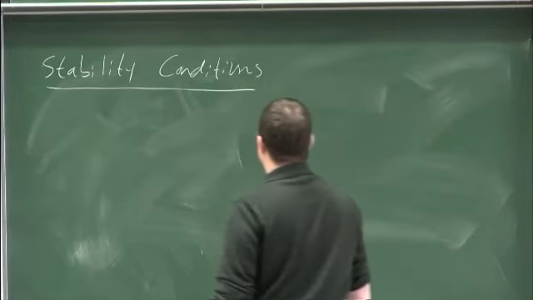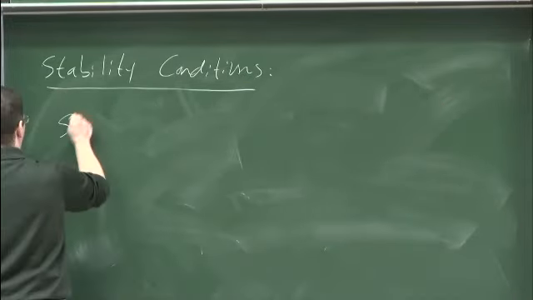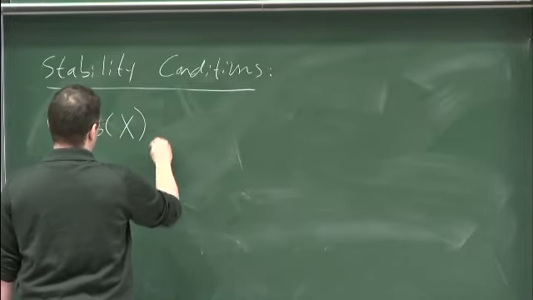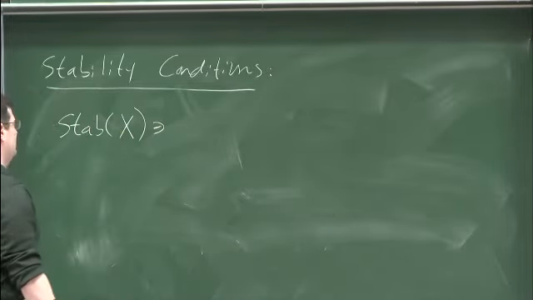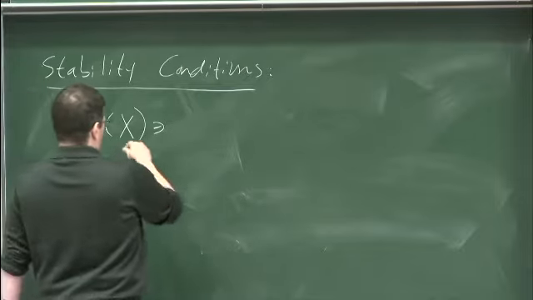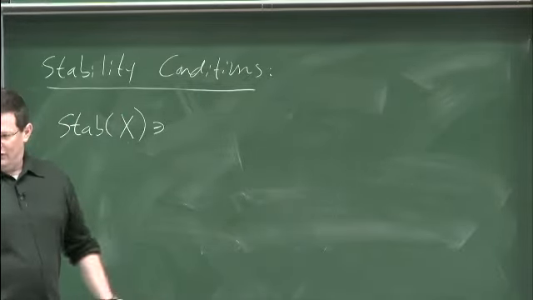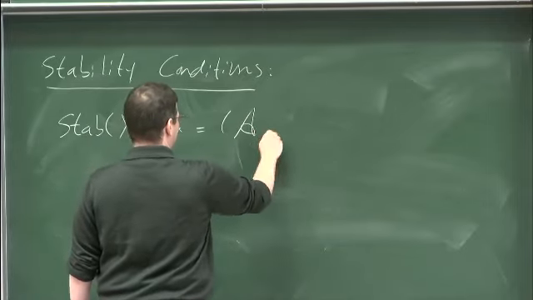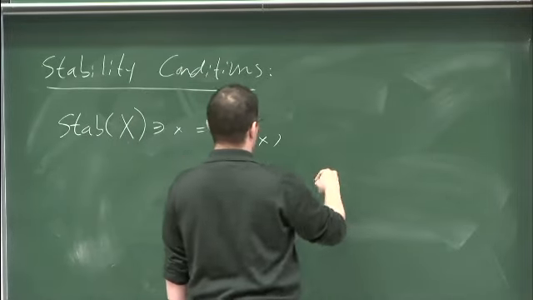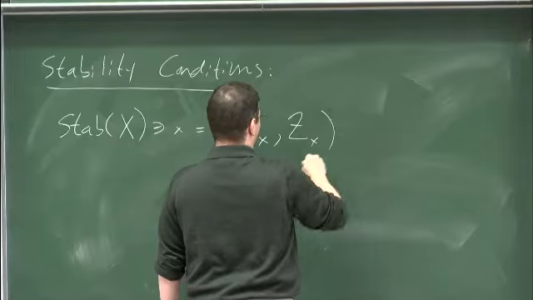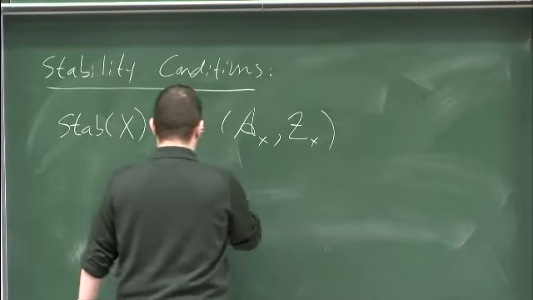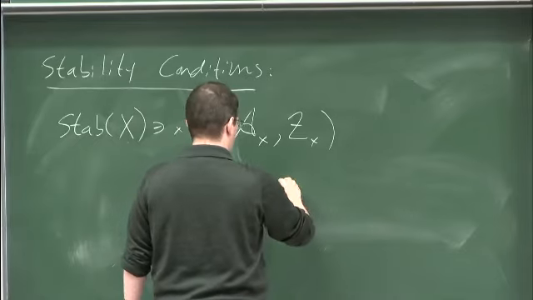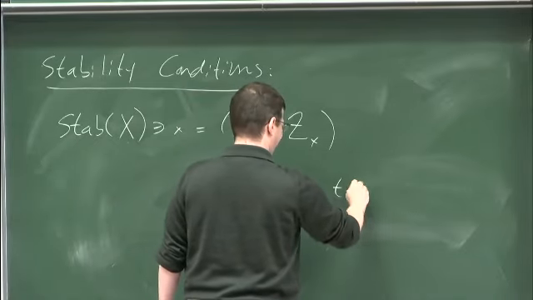So a stability condition. I could start in general with a general triangulated category, but let me stick with a general variety. It's going to be a pair consisting of a heart, the heart of a t-structure.